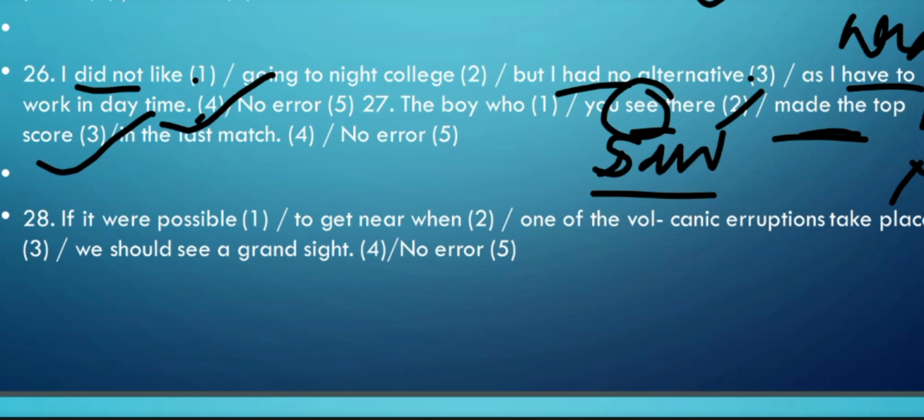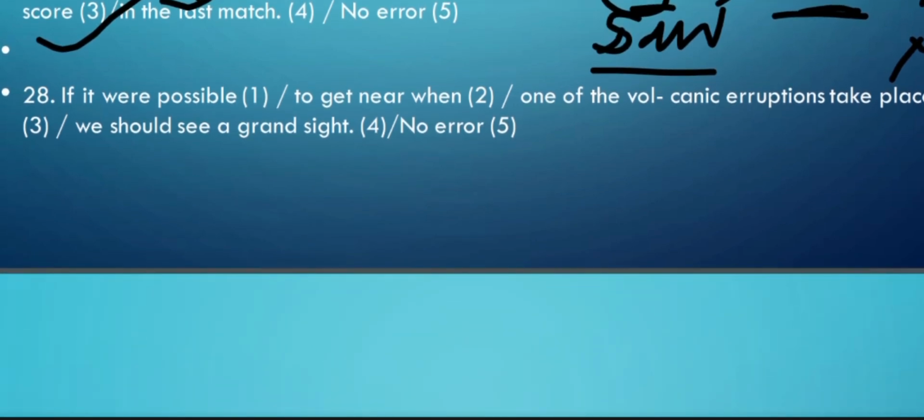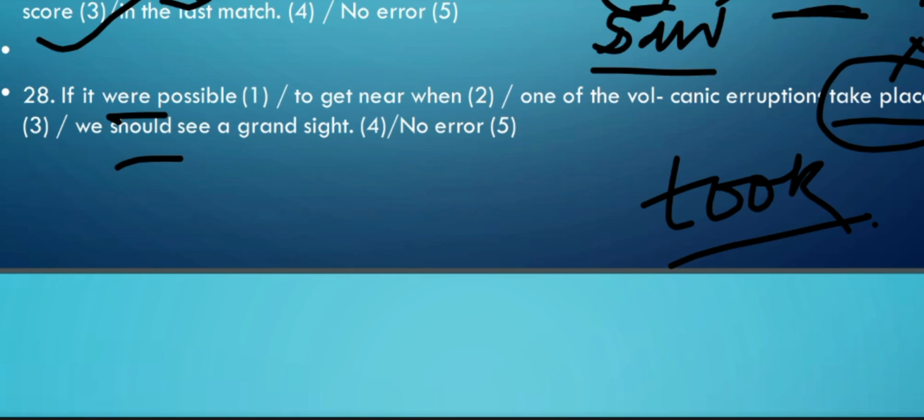If it were possible to get near when one of the volcanic eruption take place, we should see a grand sight. See the sentence, if it were, past tense, to get near when one of the volcanic eruption take place, present tense, we should see. I have already told you that shall becomes should in past tense, that is, this is also past tense. So this take place should be took place. Okay, this take place will be replaced by took place.